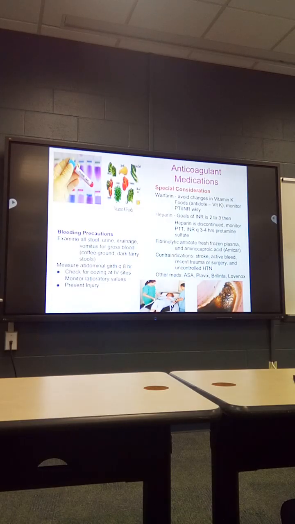Abdominal girth, we're measuring abdominal girth. Is there bleeding going on within the stomach that we got to monitor for? Look at your lab values and prevent injury. So when anyone's on any kind of anticoagulants, we're going to be monitoring for any of those.